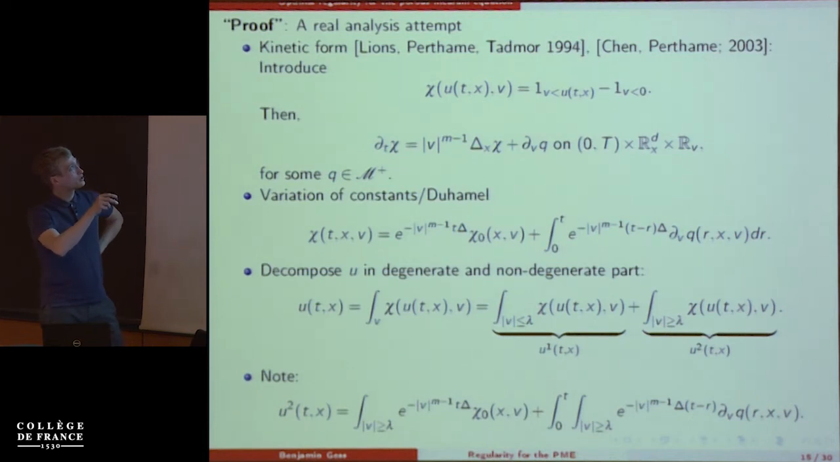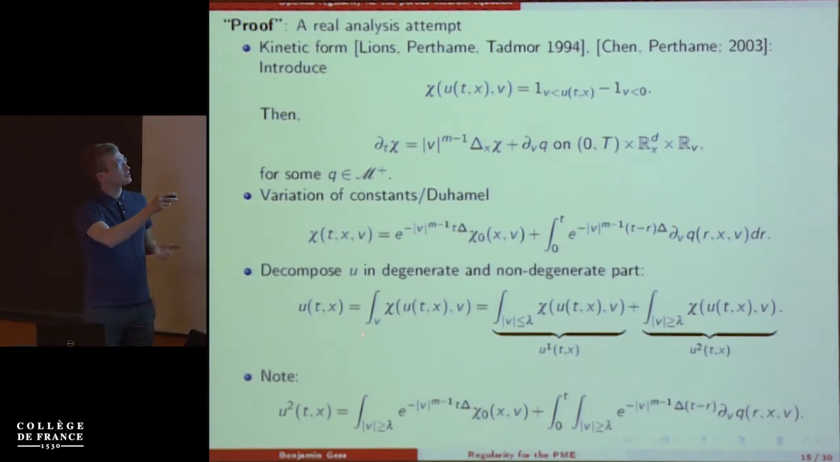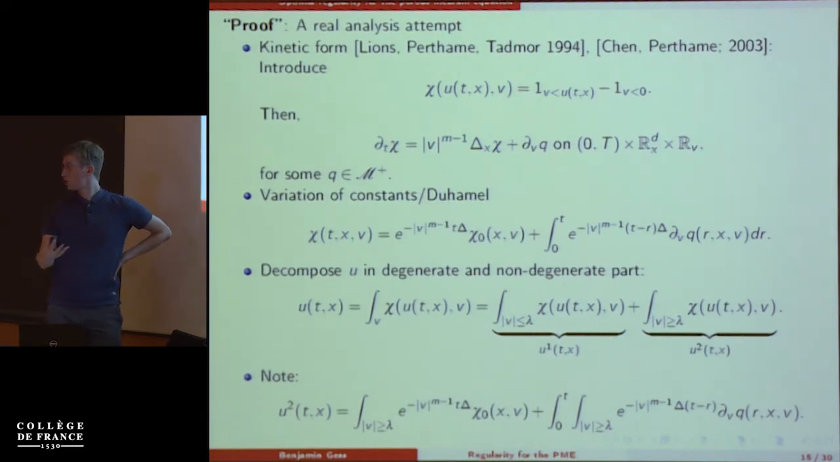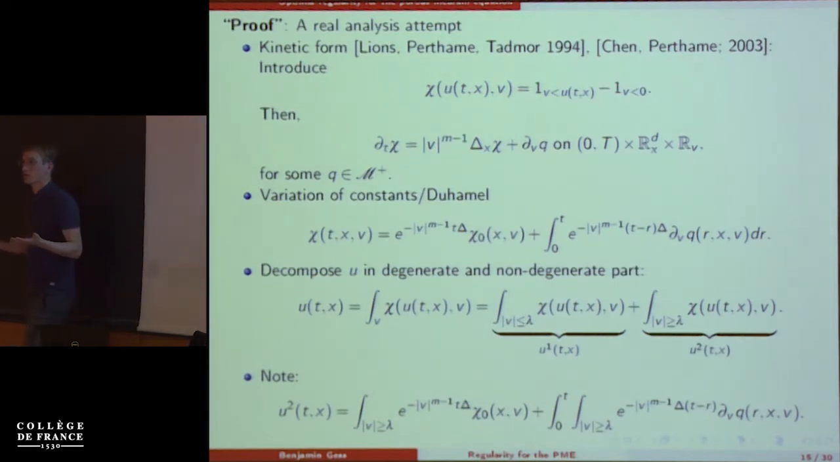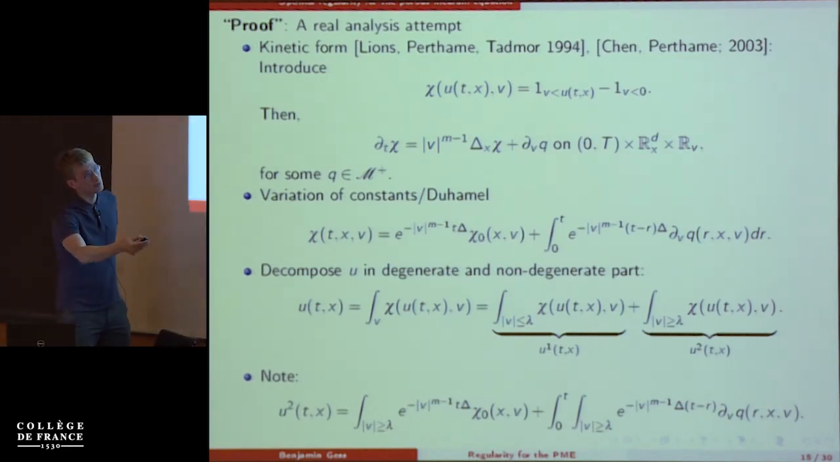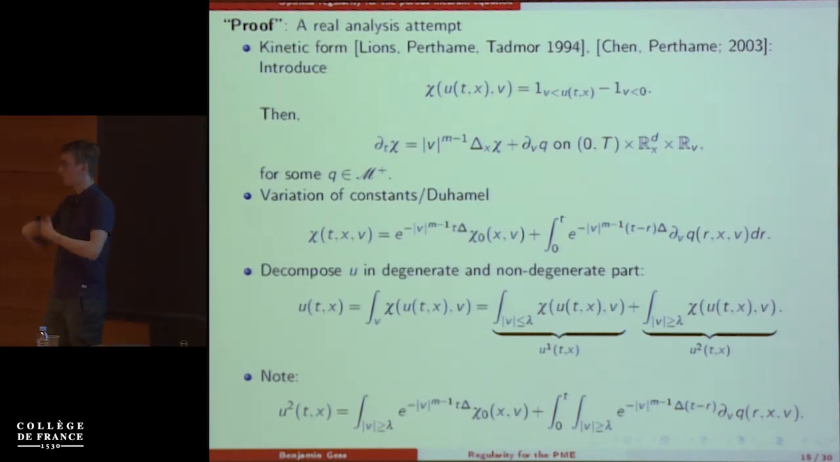You can write u as just the velocity integral of chi, where this is a calculus fact, because chi is something like an indicator function. If you integrate it up, you get back your value. But this gives you an immediate way, because in the integral things are linear, so you can just split up this integral into small velocities, giving u1, which you would think of as having not much regularity, and large velocities, giving u2, where you would think that the solution should actually benefit from the equation because it's non-degenerate.